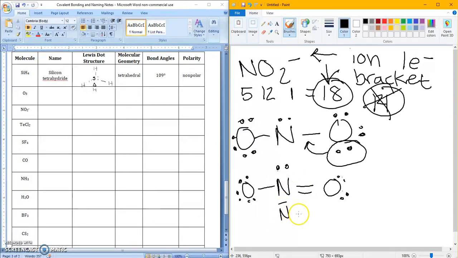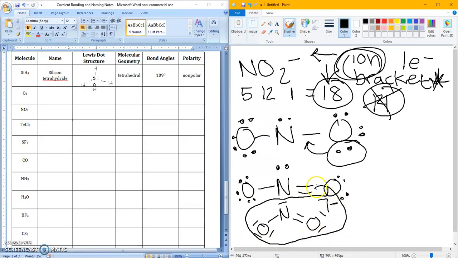So I'm going to do nitrogen. And to save time, I'm just going to draw these lovely lines. Like that. And therefore, I have my Lewis dot structure right there. Oh, but wait! I need to add a bracket because this is an ion. So I'm going to put a little bracket around this and put a negative charge. Now, I am done.